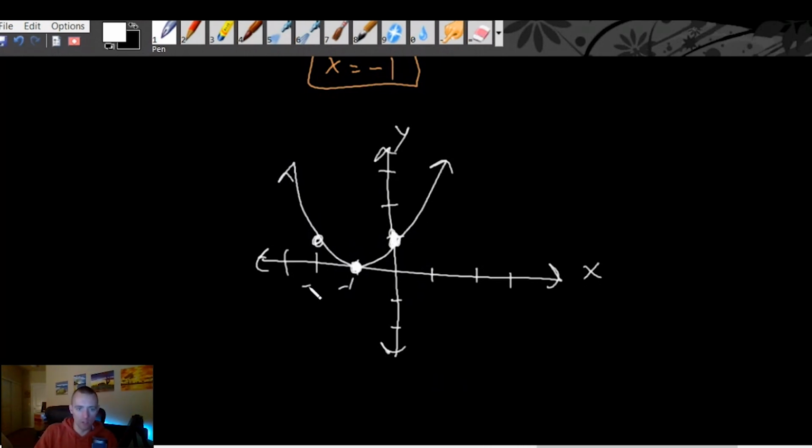And then we definitely want to make sure to label our axes and all that. Make sure it's correct there. But that should be a pretty good sketch. So that's about it.